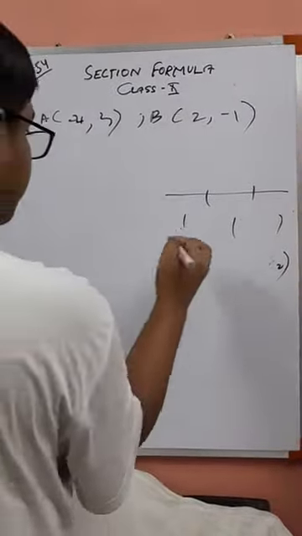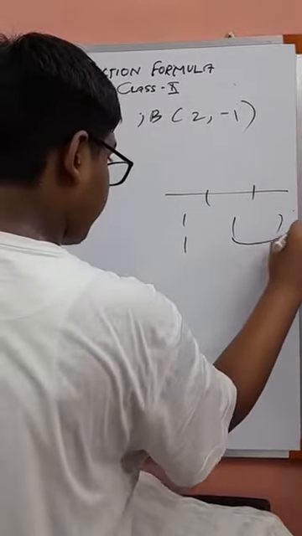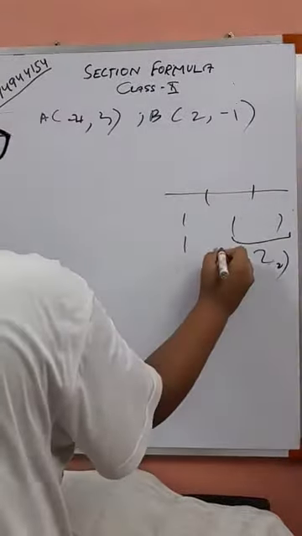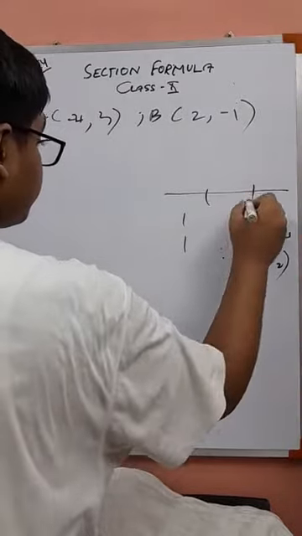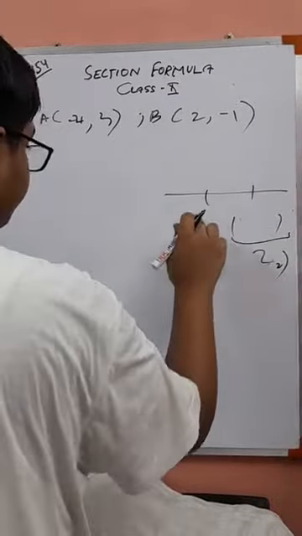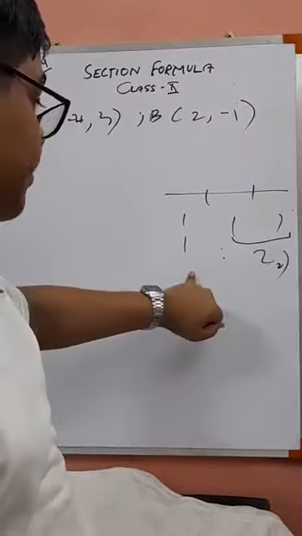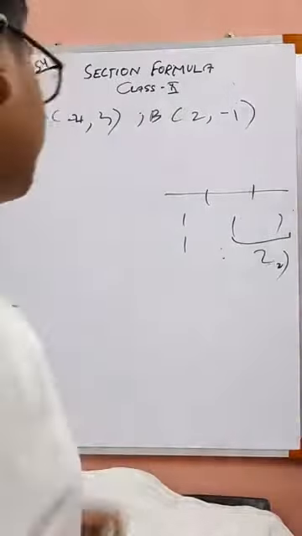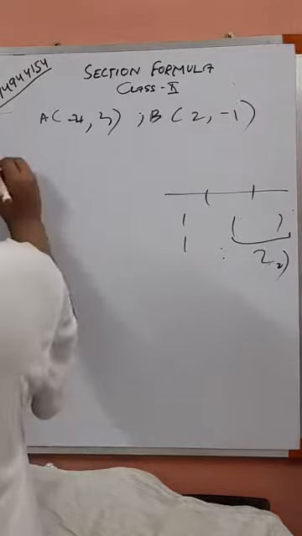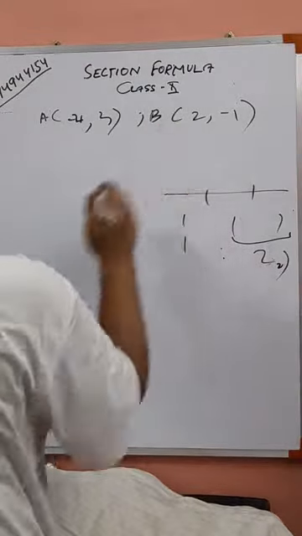For this first part, this is 1, and this whole comes together as 2. Therefore, the ratio becomes 1:2. For this part, by that only, we will find this number first. This is m1 and this is m2. Now we apply the formula over here: x1, y1, x2, y2.